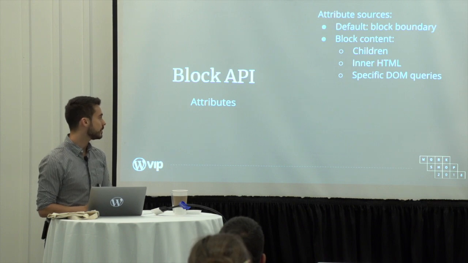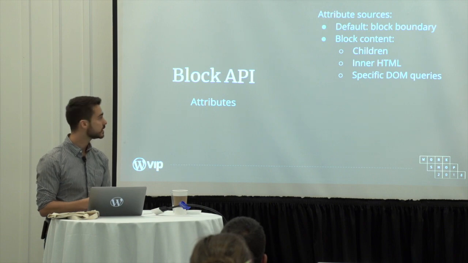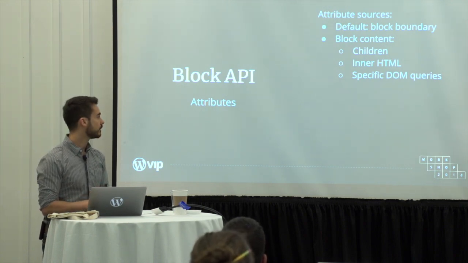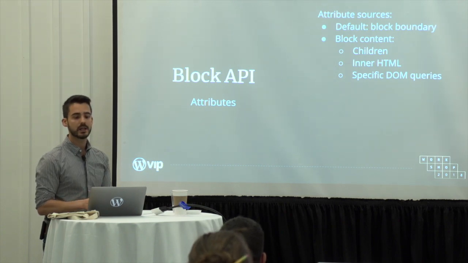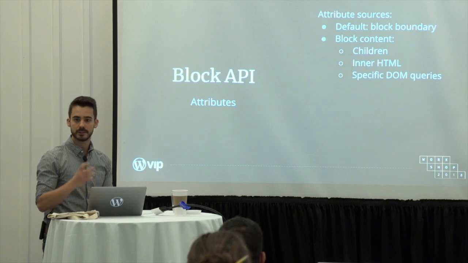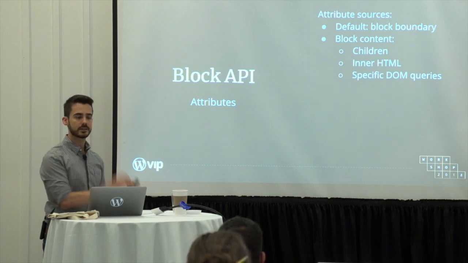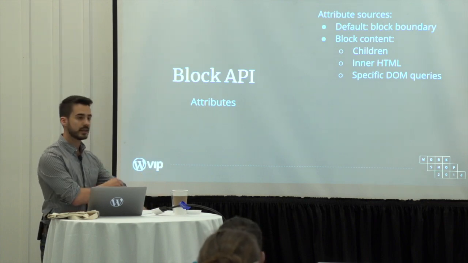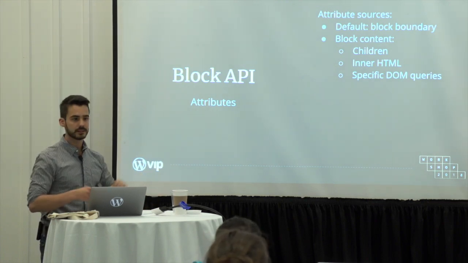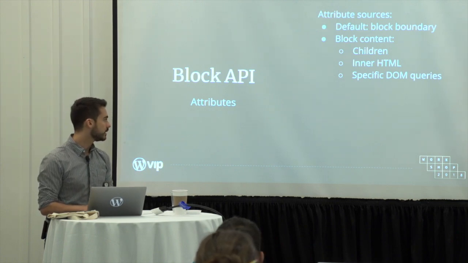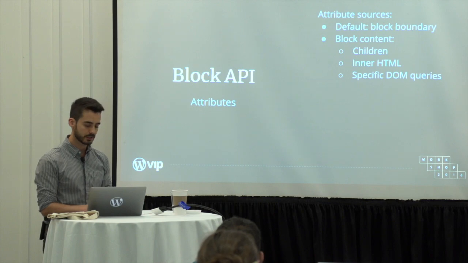But attributes may be sourced from other places, and one of them is the actual insides of the block. And so for this, we have specific kinds of sources. We have children, which is just a way of saying the actual nodes that are found within my block are to be treated as an array, and this is going to be my XYZ attribute. The other one is even more low level. It's just getting all the inner HTML of a block as a string, and then me as a block author, I'm free to manipulate that. And then there's specific DOM queries. We're going to look at some of those.